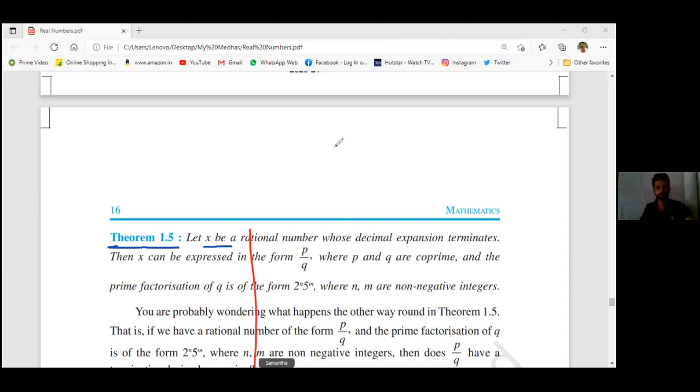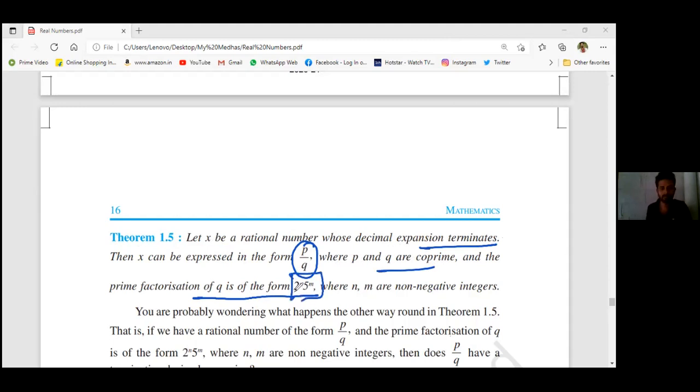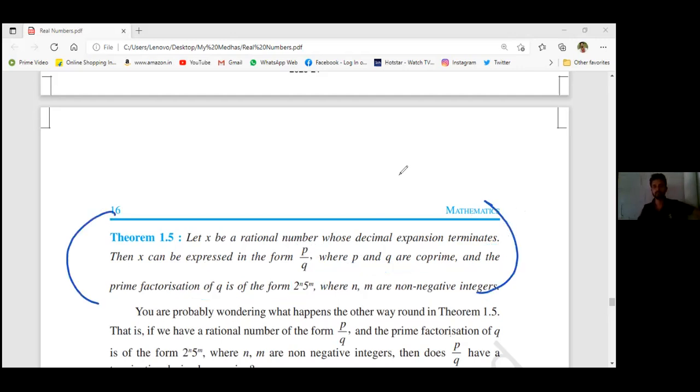of the form whose decimal expansion terminates, and x can be expressed in the form p by q, where p and q are co-primes, and the prime factorization of q is of the form 2 to the power n into 5 to the power m, where n and m are non-negative integers. So this is the theorem. This is very important. If you need, just note it down.